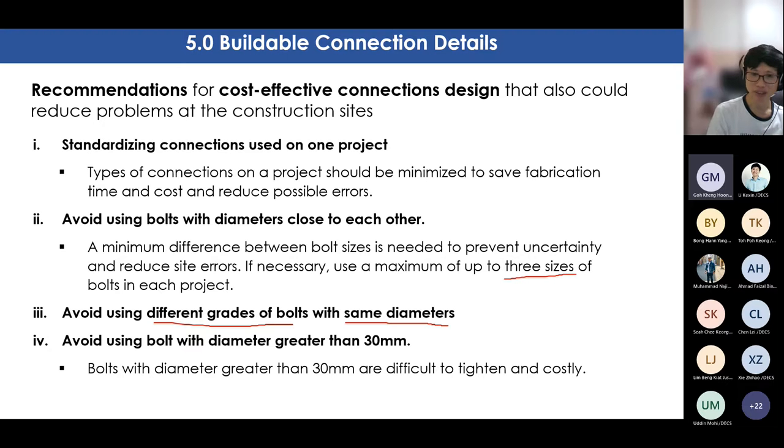So we have grade 8.8 and another one is 5.5, I can't remember already. So we have two grades for the bolts. Then using bolts more than 30 mm: bolts more than 30 mm are difficult to tighten. So don't use the bigger diameter if possible.